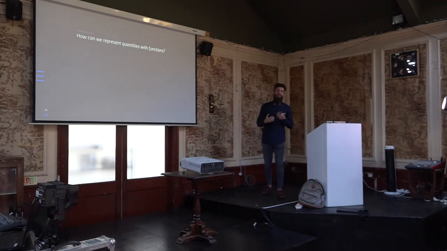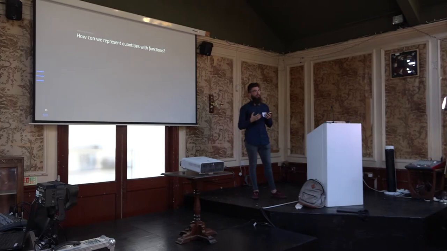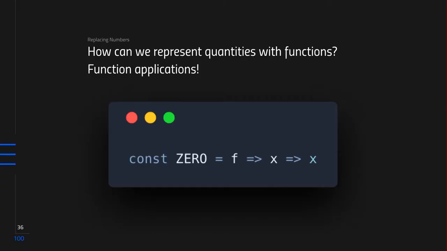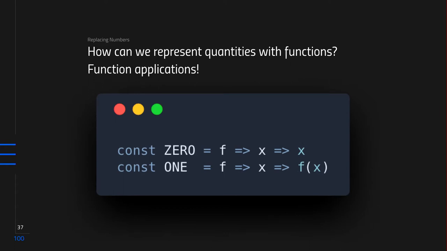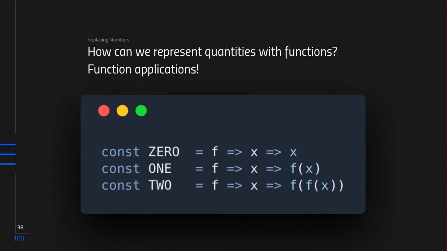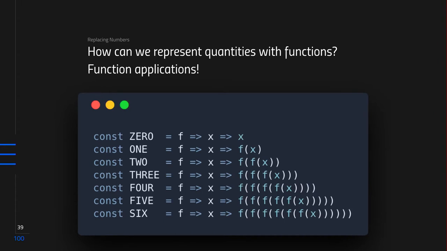So how can we represent quantities only using functions? Well, functional applications. So zero, we're simply taking f and x, and we're not applying f any times. Well, here, for one, we're applying f one time. For two, we're applying f two times, and so on. So we can have every number just using functional applications, right?